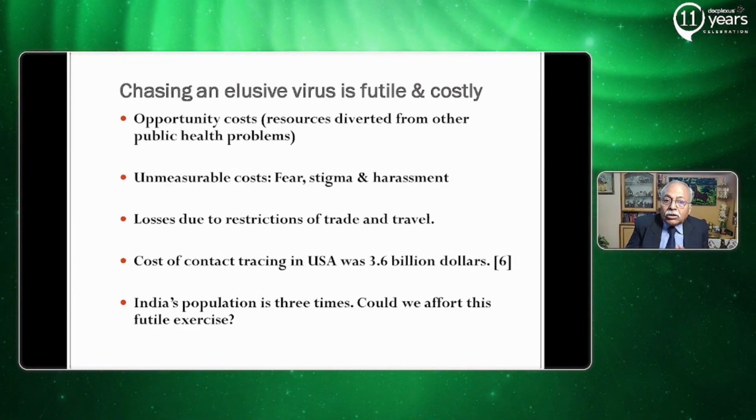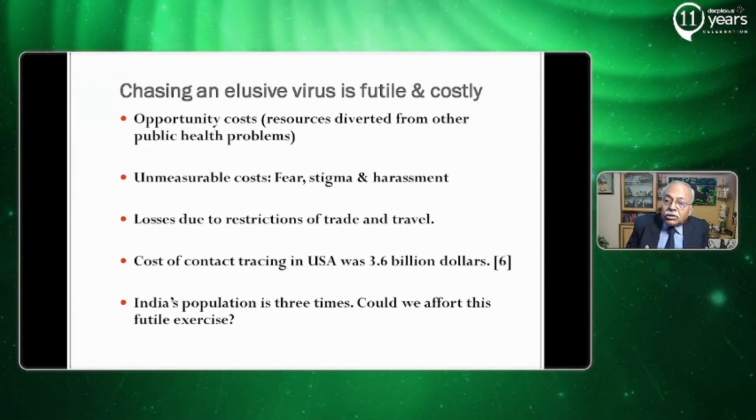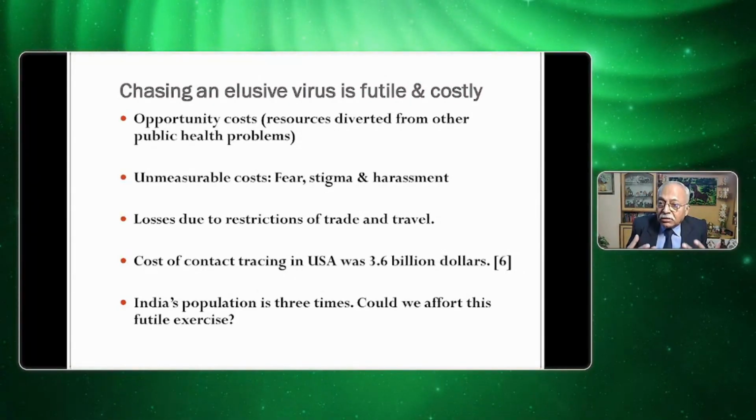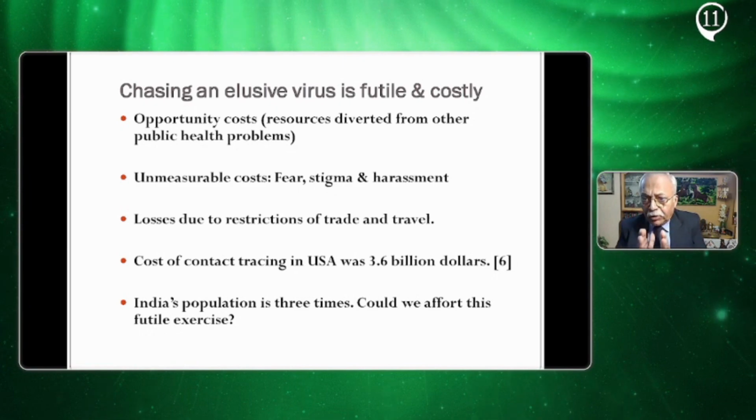Then unmeasurable cost, fear, stigma, and harassment. These are costs. If you are going for testing and a person gets RT-PCR, if you remember in the early part of the pandemic, there have been cases where a person got RT-PCR positive and he jumped from the building and committed suicide. This was a sort of cost, fear, which cannot be measured. Losses due to restriction of trade and travel. There's so much collateral harm to trade and travel, and unnecessarily, without following any epidemiological principles.